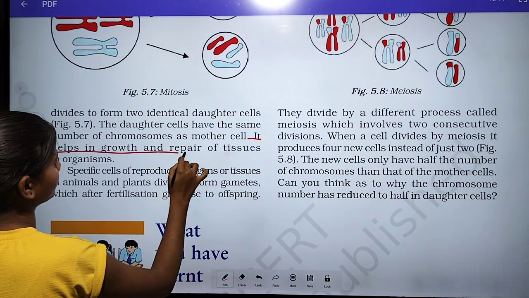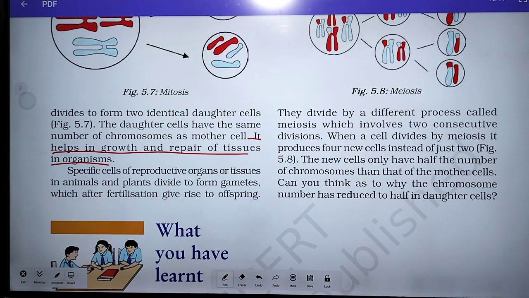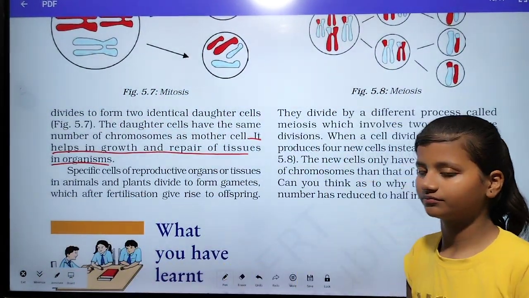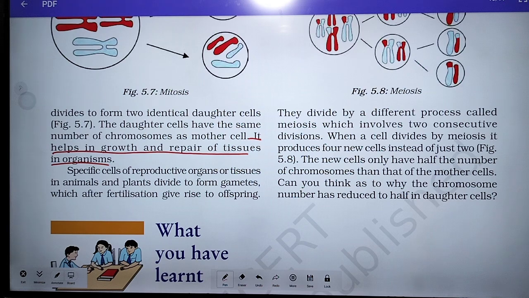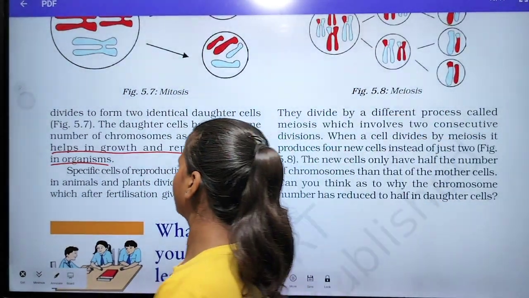It helps in growth and repair of tissues in organisms.